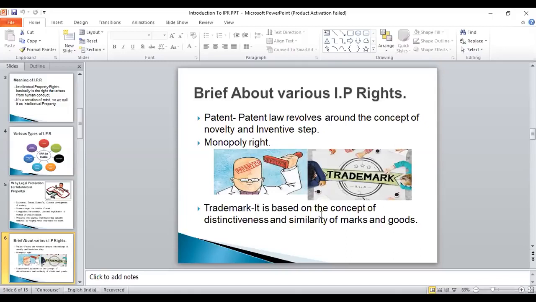Now, what is the benefit of a trademark? Why should we register a trademark? So let us discuss.